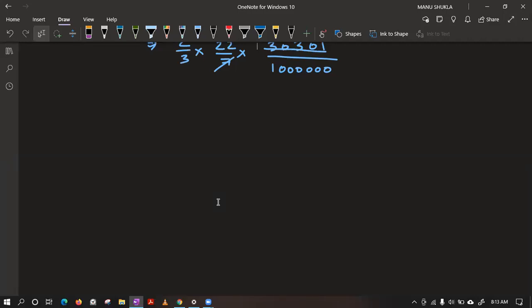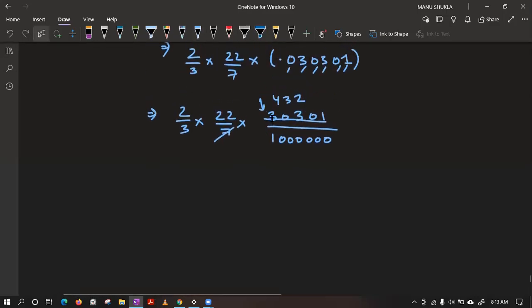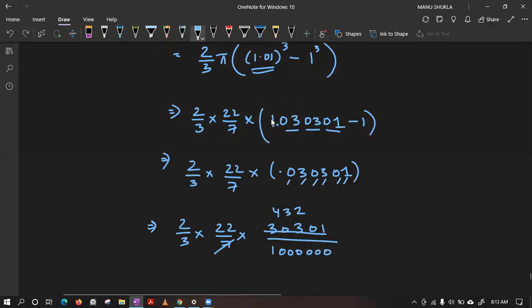Let's take question number 8. So can we cut 3 and 432? Let me check. Actually, this is wrong. It is not complete. Let me erase this. It was not divisible at all. Piyush, we can't divide it completely. The answer will be in decimals.